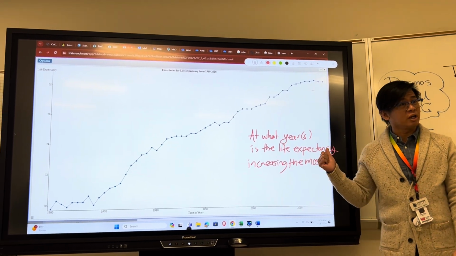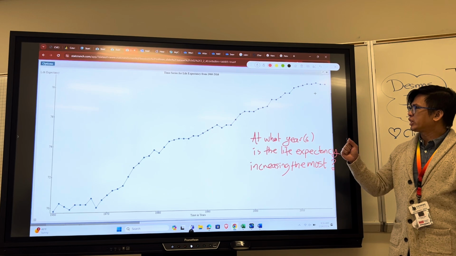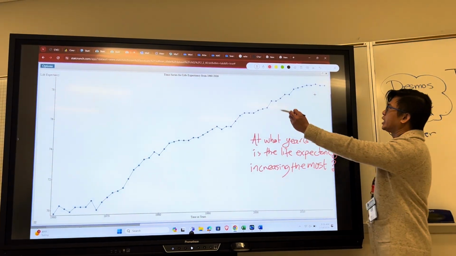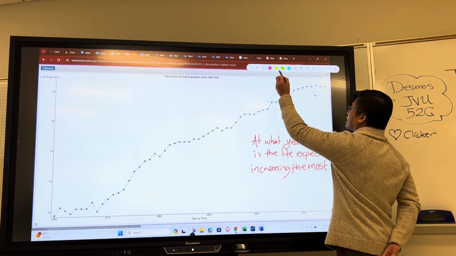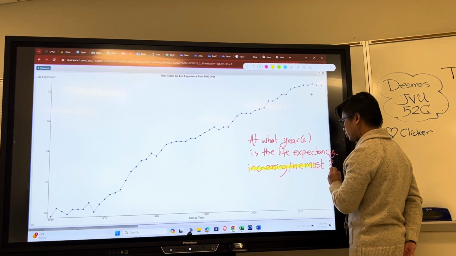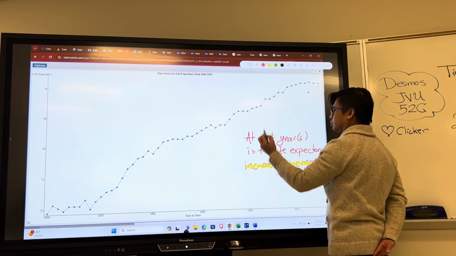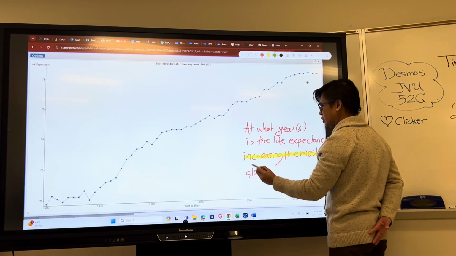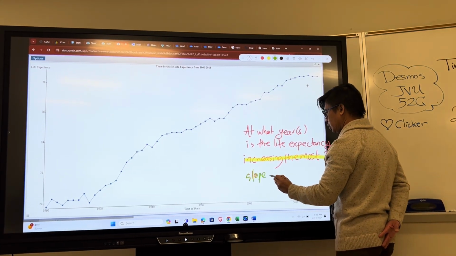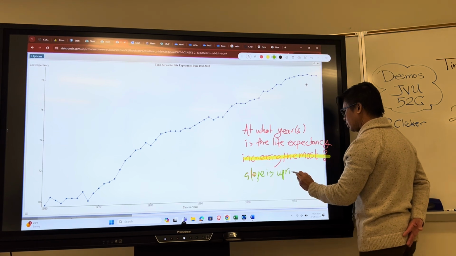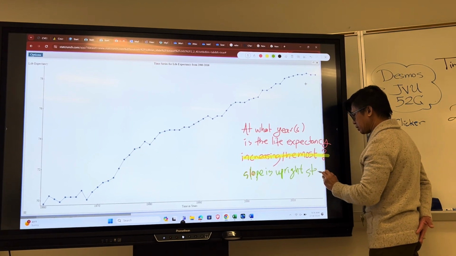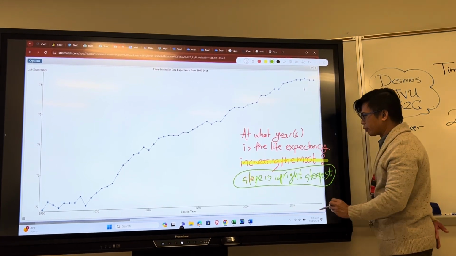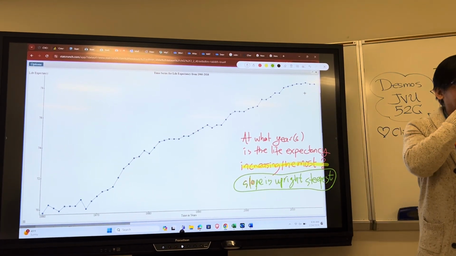So there's gonna be a lot of these, right? But at what year or years is the life expectancy increasing the most, right? So when you say increasing the most, then we can say we're talking about what? The slope. The slope should be what? In that case, upright and also the steepest. Right? So again, relative to the rest, where can you see an upright slope that is the steepest ever?